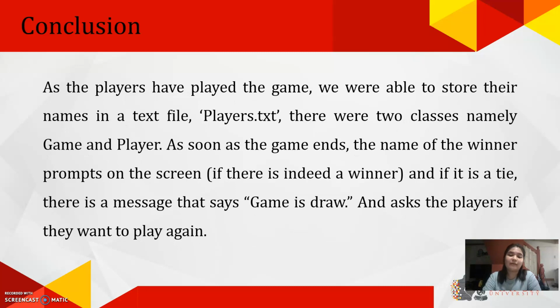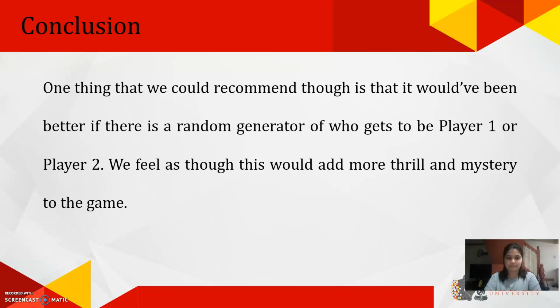As the players have played the game, we were able to store their names in a text file, which is the players.txt. There were two classes, namely game and player. And as soon as the game ends, the name of the winner prompts on the screen if there is indeed a winner. And if it is a tie, there is a message that says game is draw and asks the players if they want to play again.